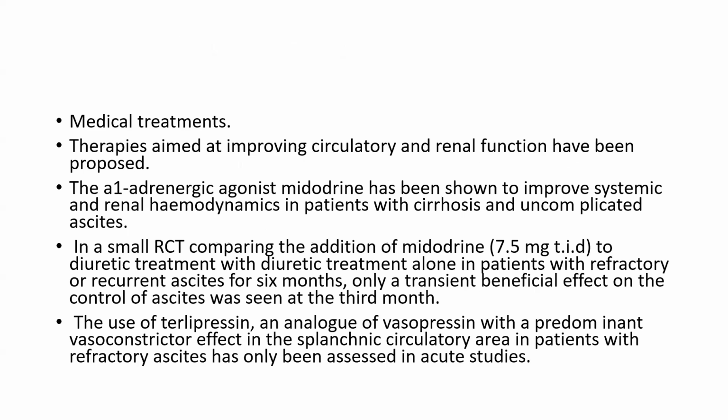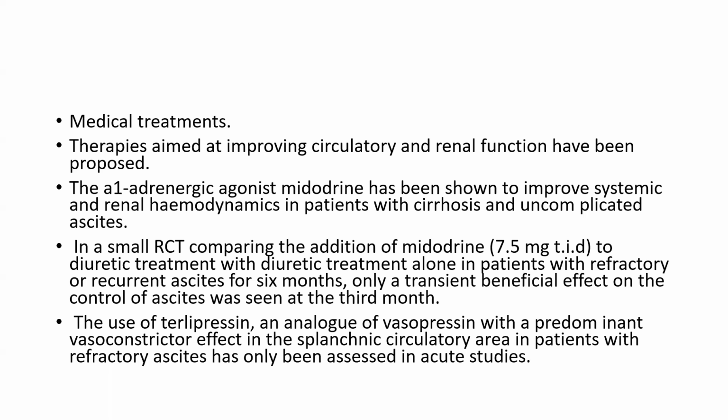Now we'll see what medical therapies aimed at improving circulatory and renal dysfunction have been proposed. Alpha-adrenergic agonist, that is midodrine, has been shown to improve systemic and renal hemodynamics in patients with cirrhosis and uncomplicated ascites. A small RCT compared the addition of midodrine to diuretic therapy with diuretic treatment alone in refractory ascites for 6 months, and showed a transient beneficial effect on control of ascites at 3 months.